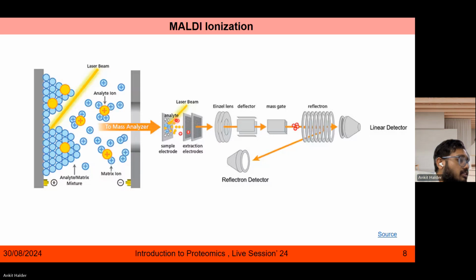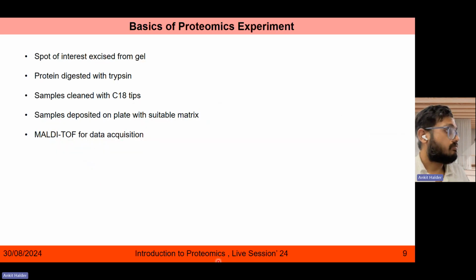Then we will be having the laser beam and sample electrode. So we'll be taking these analyte ions through the electrodes, then to the mass gate, the linear detector, and finally you are getting this process. So this is the schematic of how your ions are generated and go and finally reach the detector.